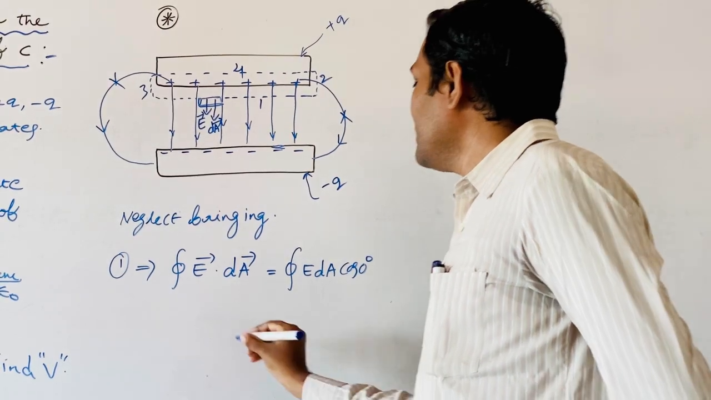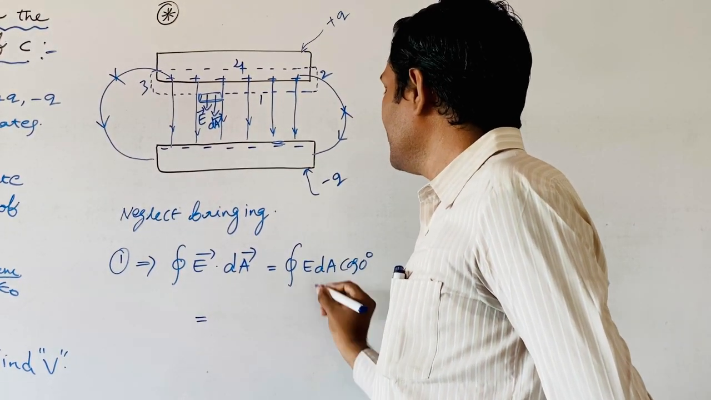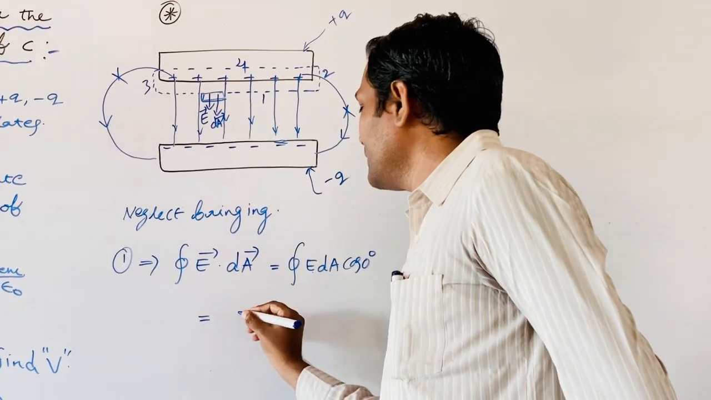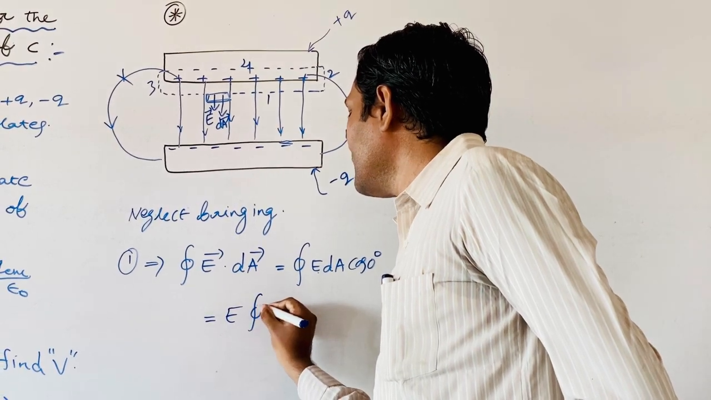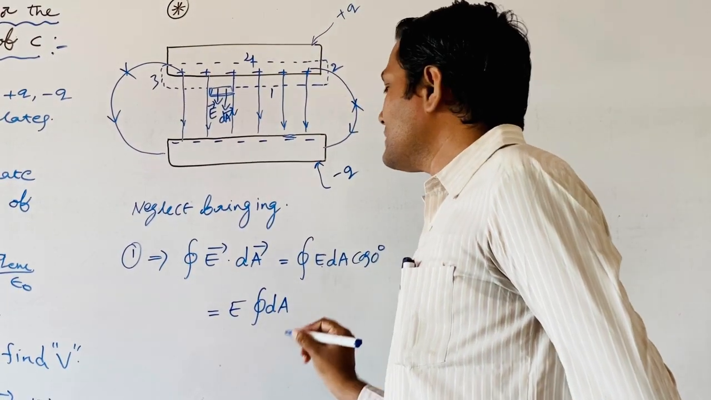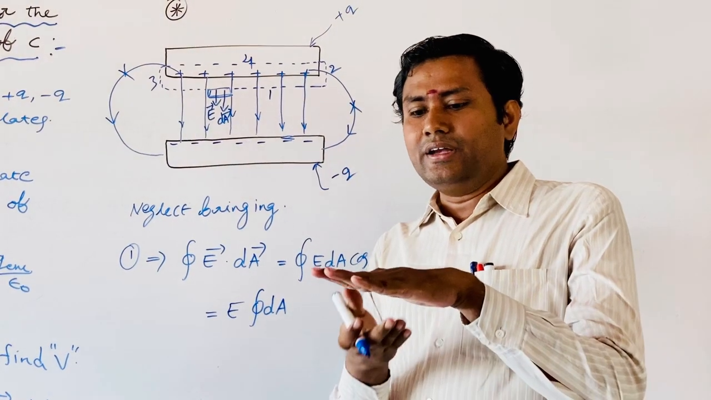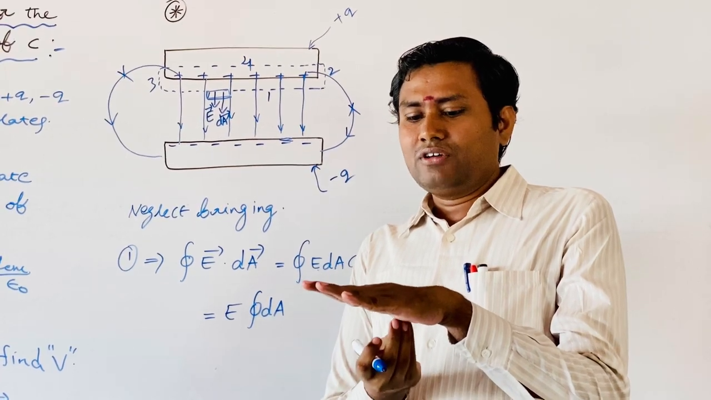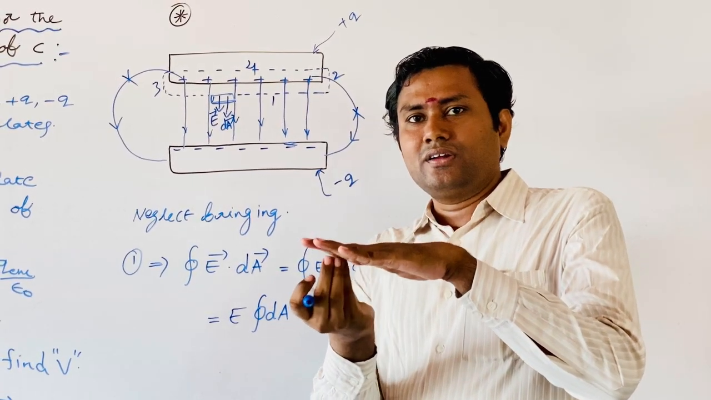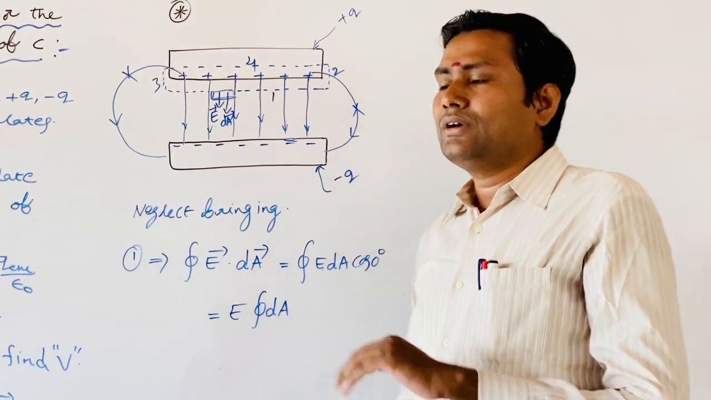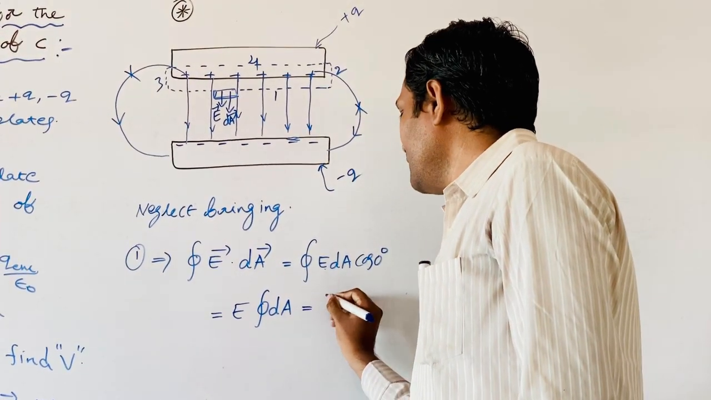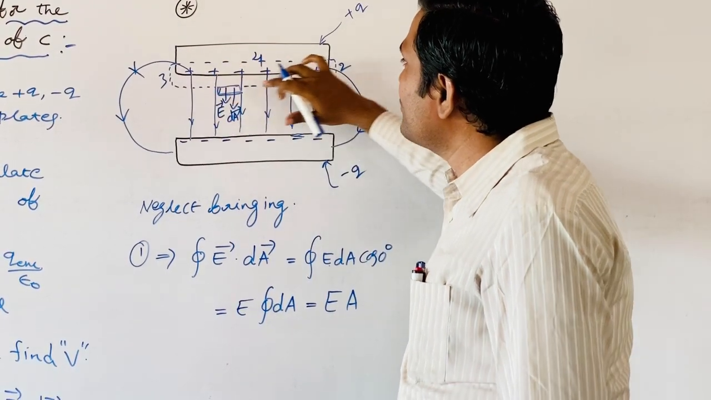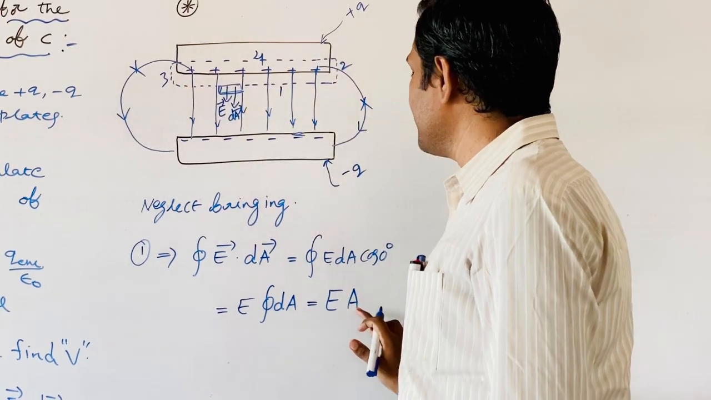Okay, so cos 0 is 1 and E is constant in our case, that's why we are taking it out of the surface integral. Now we can write E times the surface integral of dA. The surface integral of dA simply indicates the sum of all small elements of dA. So you are summing all the small elements here, and due to the addition of all dA, what we get is EA. That is nothing but the flux due to this surface, which I labeled, that is EA.